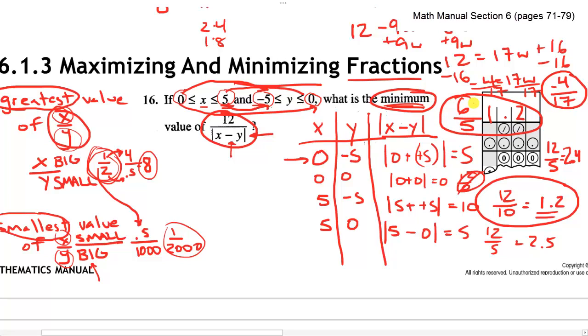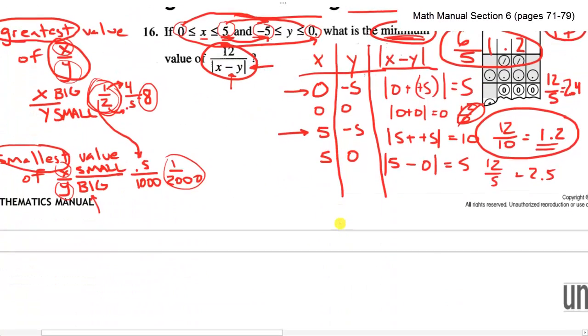So in order to minimize that fraction, I had to maximize the denominator, and I did that by throwing in x equals 5 and y equals -5, the biggest value of x and the smallest value of y.